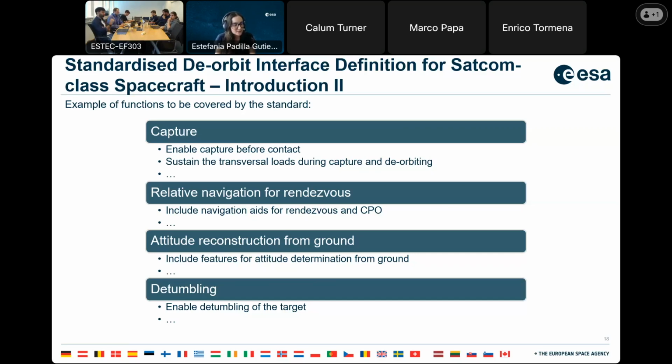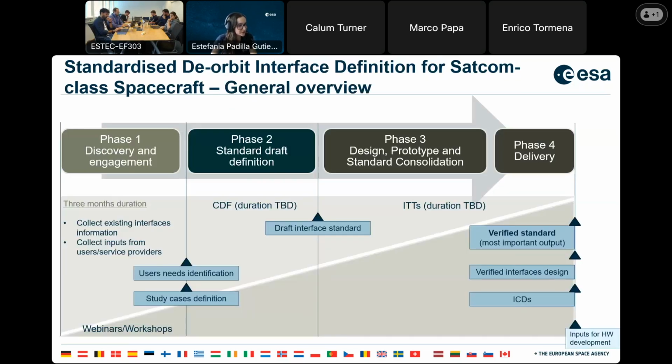So this is more or less the initial idea that we have about the standard, but as I said before, the standard itself will be the outcome of the whole activity. So this is something that we will define in the coming months. If we go to the next slide, here we can see the general overview of the activity. So we have divided it into 4 phases. And today we are just starting phase 1. This phase 1 is called Discovery and Engagement, and it has a 3 months duration. So it will finish around the end of July.